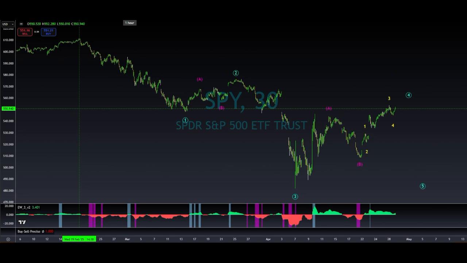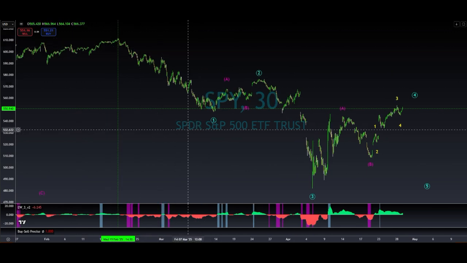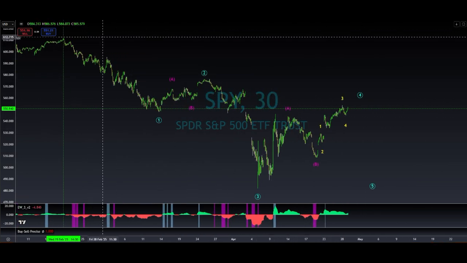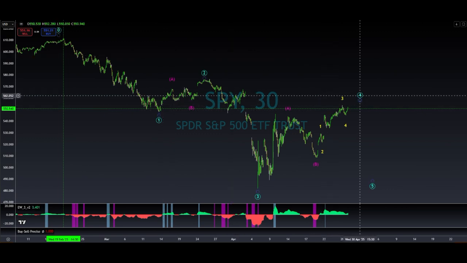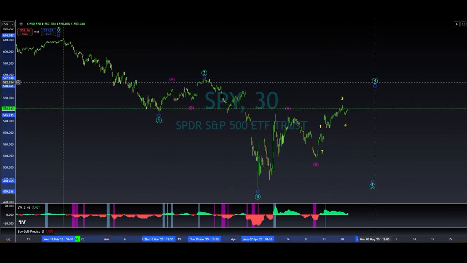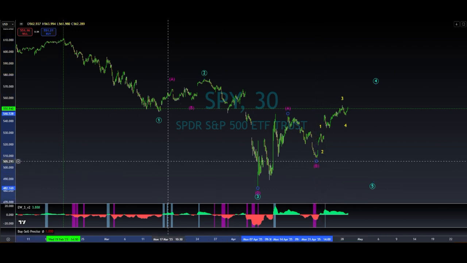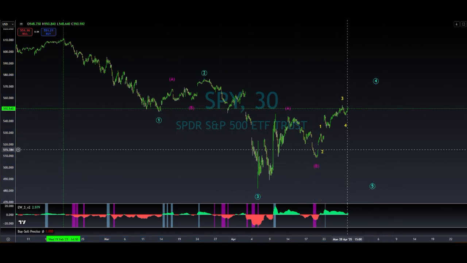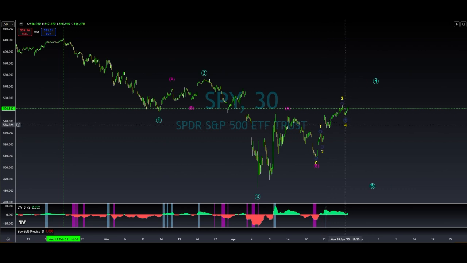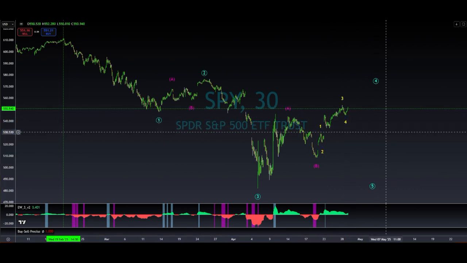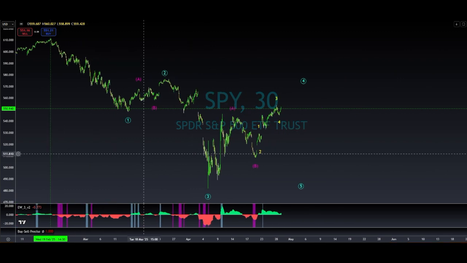Now, once I have a general idea of where I think we are, the next thing I'm trying to do is figure out, okay, where does wave 4 end? Now, wave 4 coincides with wave C, which came from this magenta ABC set, and it also coincides with this minor wave 4, which is these yellow figures. So I'm going to use a couple tools to figure those out.